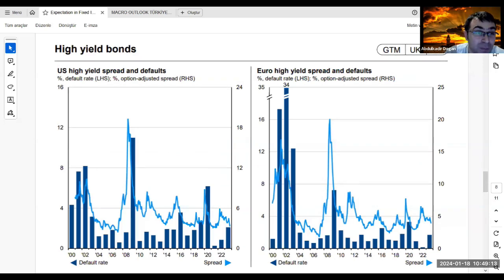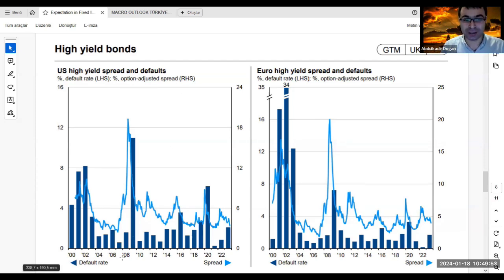And here we have high yield bonds. As I said, high yield bonds are not investment grade. They have huge volatility and risk, but because of their risk, they have higher return as well. And on the left-hand side, we have the US high yield spread and default. Default means: what is the probability that you don't pay this money? Bankruptcy, default, a probability of default, meaning that you don't have the capacity to pay this debt. Okay, you are not paying. And the default rate and the option adjusted spread.